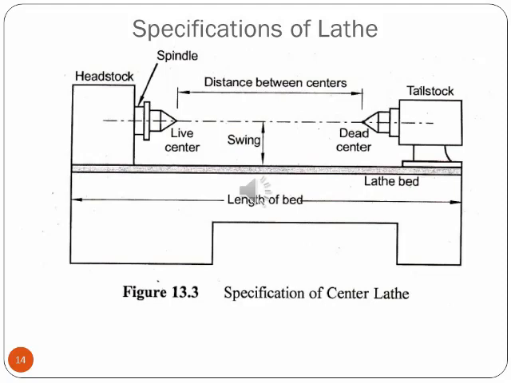Then there is the overall length of the bed. It is the total length of the lathe itself. This gives us a fair idea about the area required for keeping the lathe in the workshop. In addition to this, we can also have specifications like the speed of the lathe or the driving system of the lathe, which is present inside the headstock. This will give the speed of the lathe.